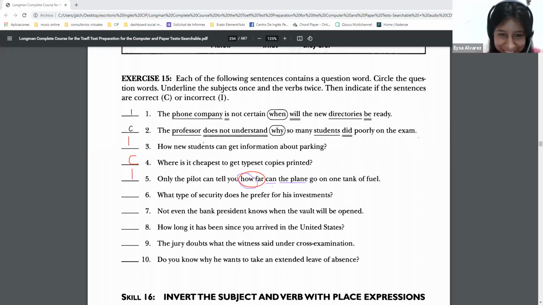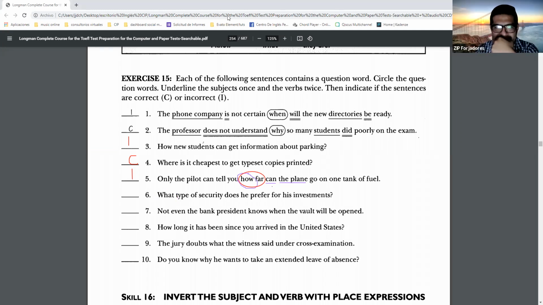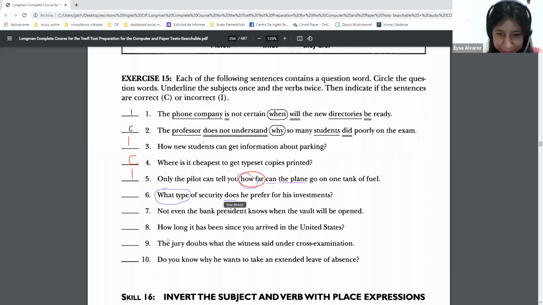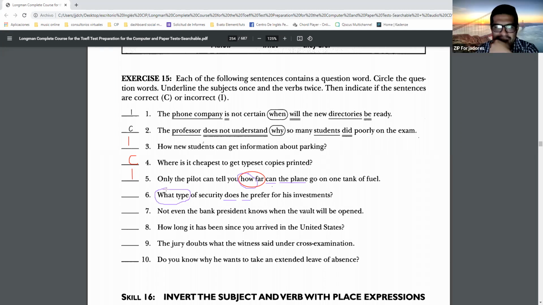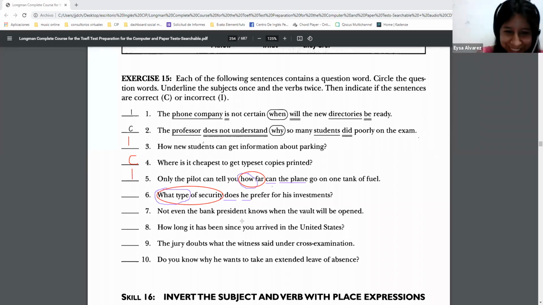And the next one we have a question one more time. A WH question. Okay, the complete question is what type, right? Yes, the double. Yes, exactly. The WH question, what type of security? Okay. Yes, exactly. In that case, I'm going to say that is correct, because here first we have those, and then the subject. Very good.